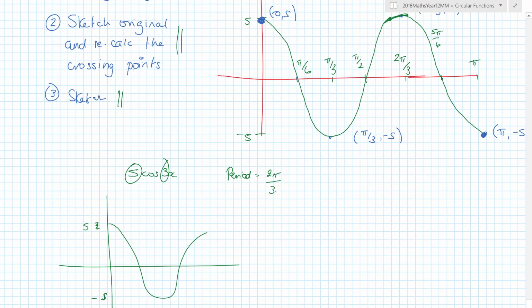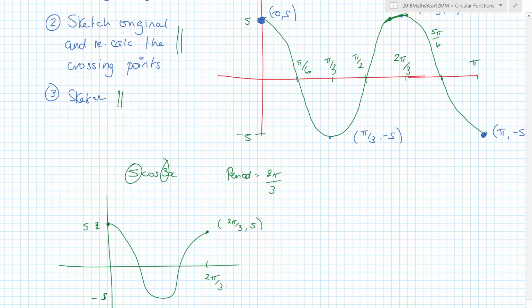Am I translating it? No, I'm not. So this value here stays as 0. This value here now is 2 pi on 3, comma 5. So there's 2 pi on 3.